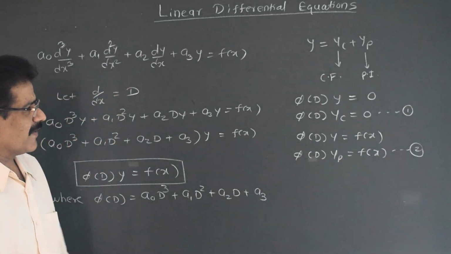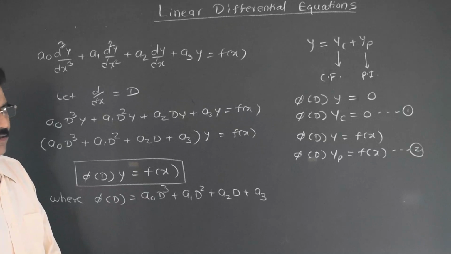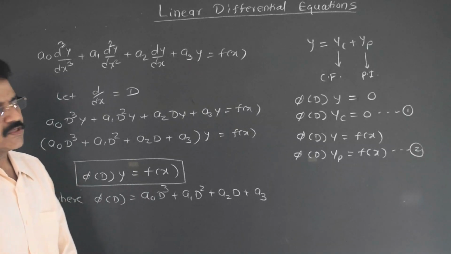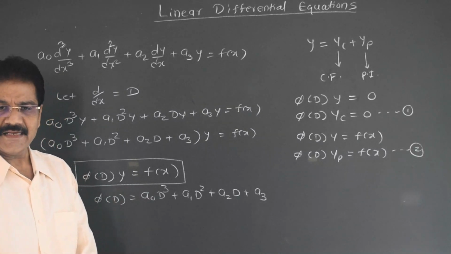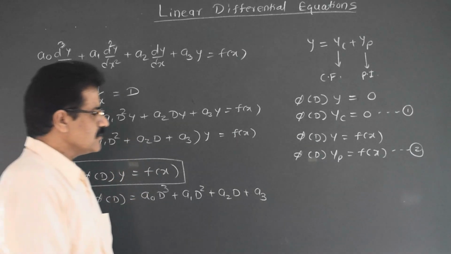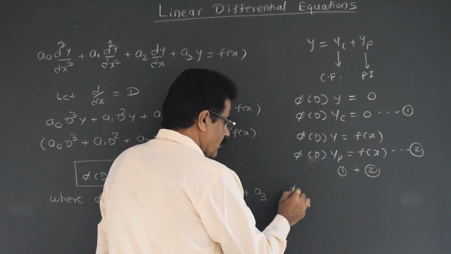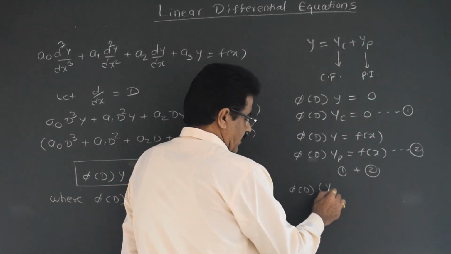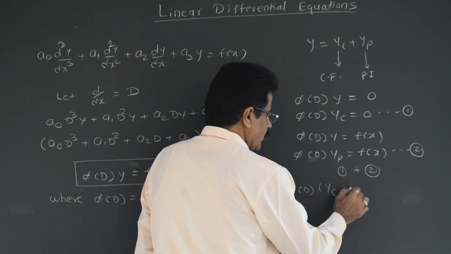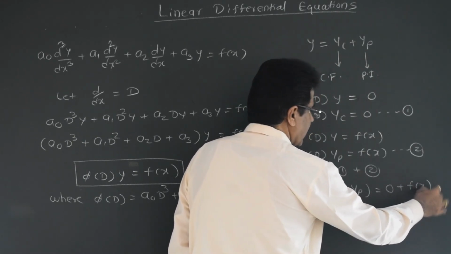Now equation number 1 and equation number 2 we have written. So equation number 1 means what? It is nothing but the solution when the RHS is 0, and number 2 when the RHS is present. Let us add these two equations. While doing the addition of 1 and 2, we can take φ(D) common. So φ(D)(yc + yp) on the RHS we can take 0 + f(x).